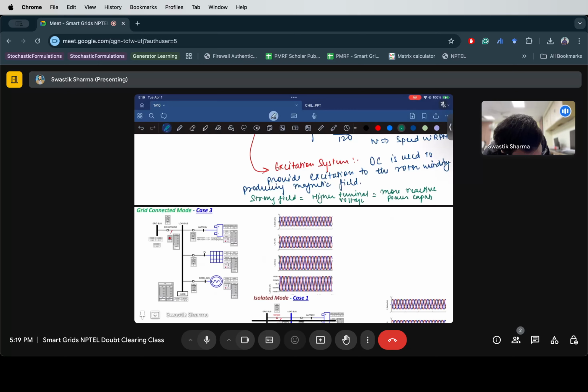We can use an AVR, an automatic voltage regulator, to sense this terminal voltage in such a way that it matches the voltage that it needs. So a reference voltage, right? It compares against the reference voltage, and based on the fluctuations, it controls the excitation of the field windings, right?